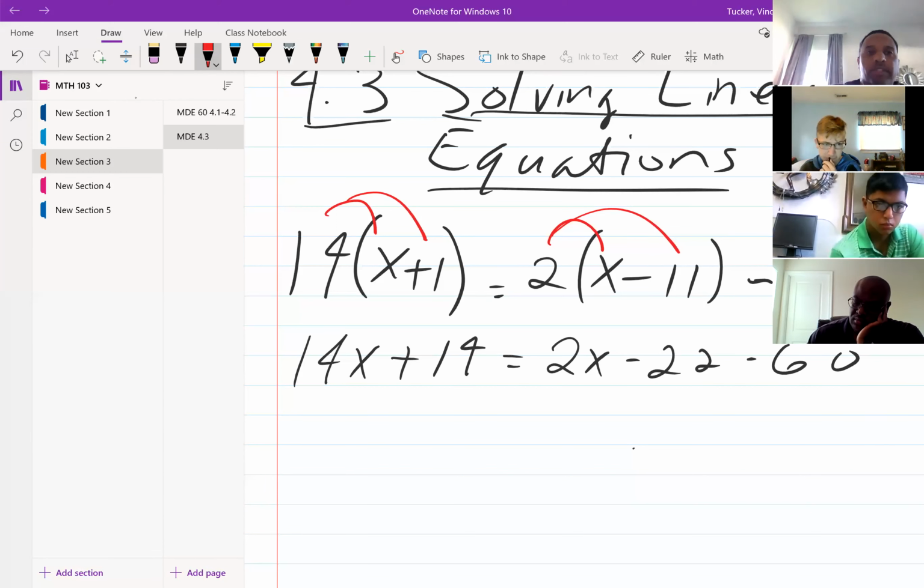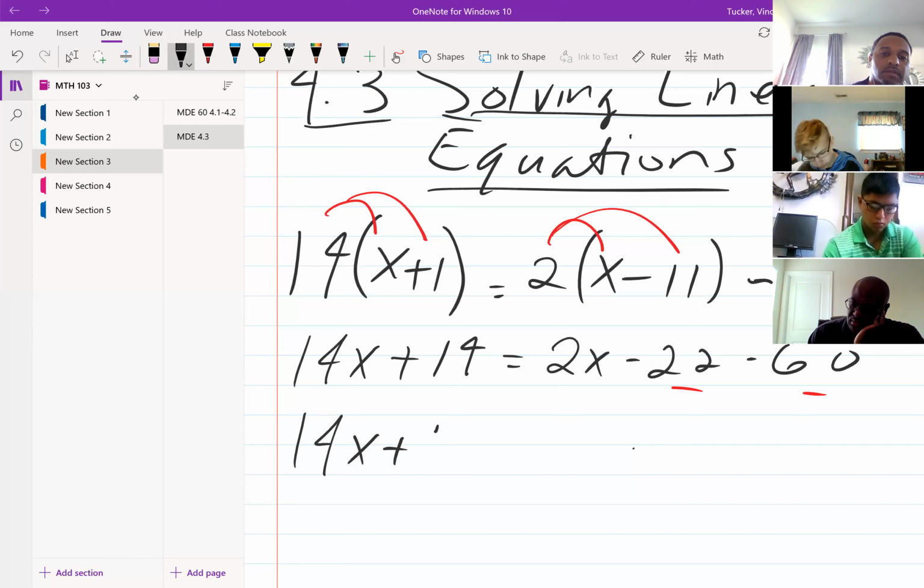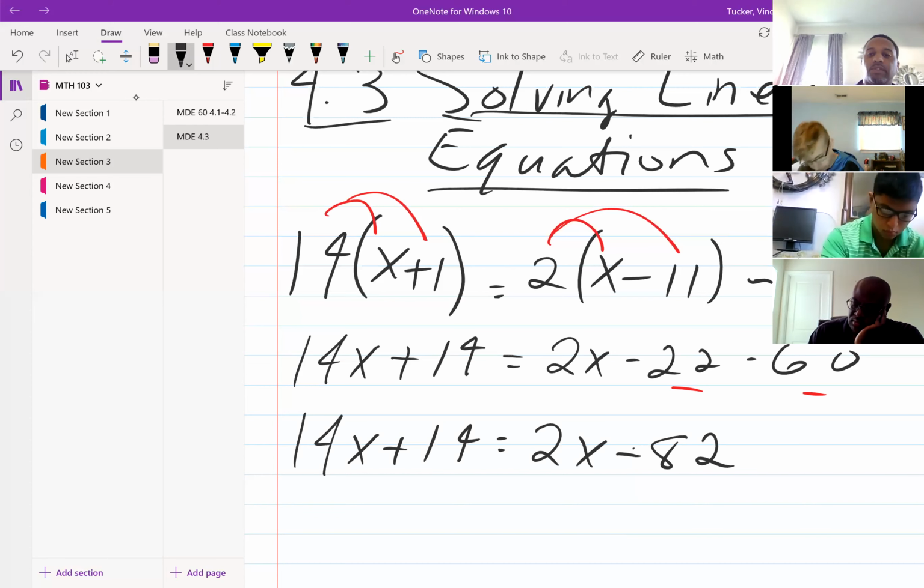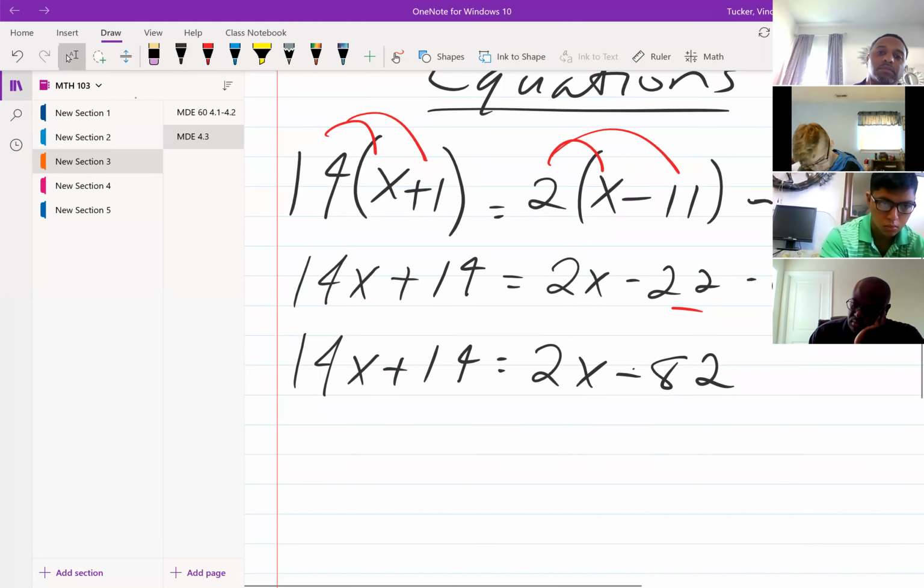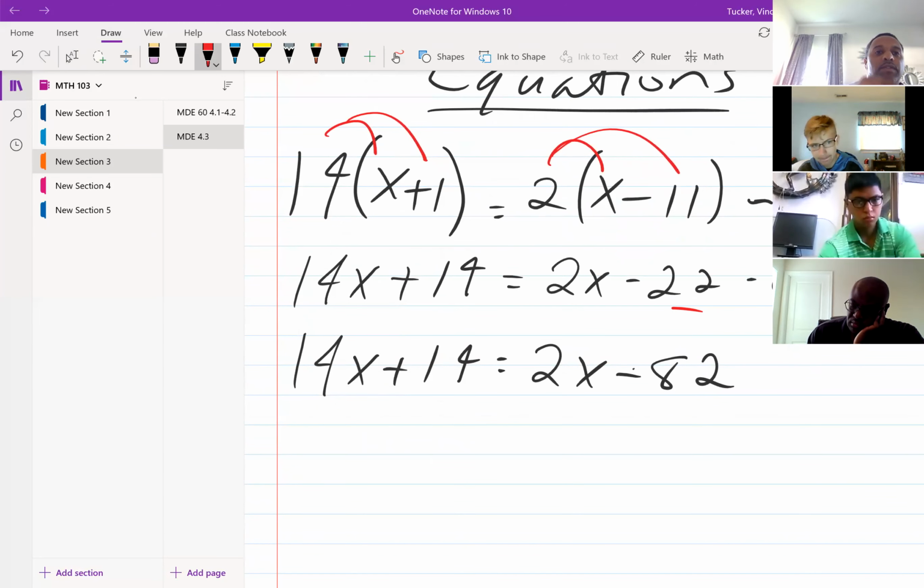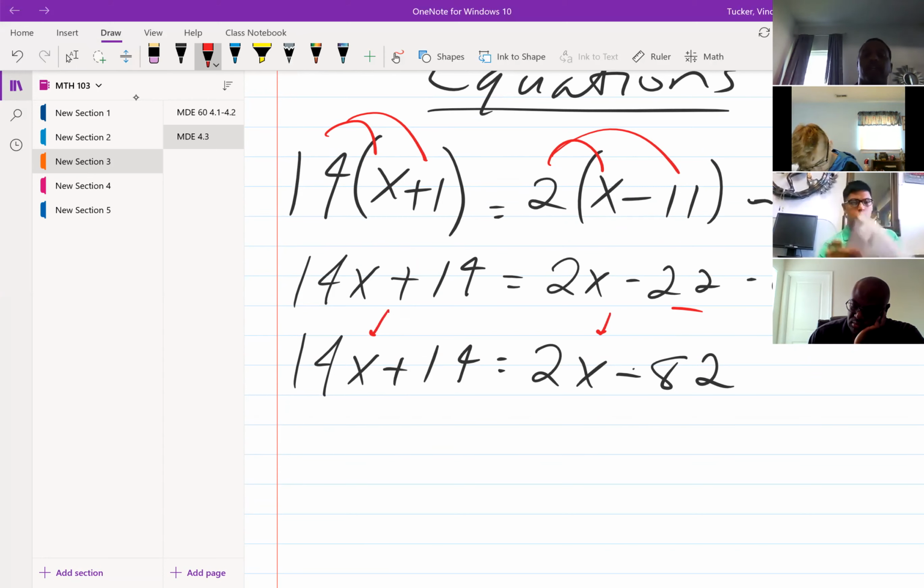I actually can combine like terms. On this right side, I have negative 22 and negative 60. It'll be a negative 82. Now that I have everything simplified as much as possible on each side of my equation, I notice that I have an x term on each side of my equation as well. At this moment, your goal should be to get each term that has x on one side of the equation and each term that does not have x to the other side.